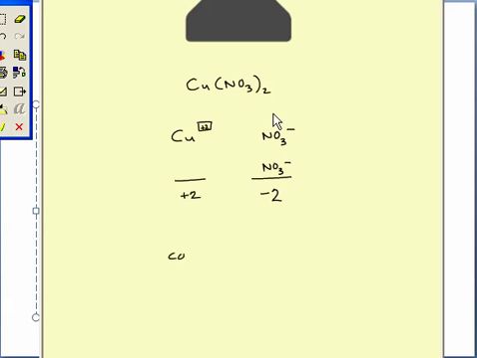So the correct name of this is copper 2 nitrate. Copper 2 is the name of my cation, and nitrate is the name of my anion.